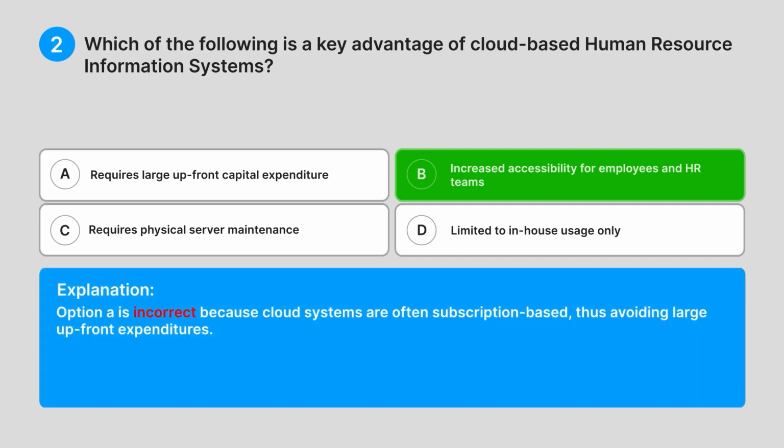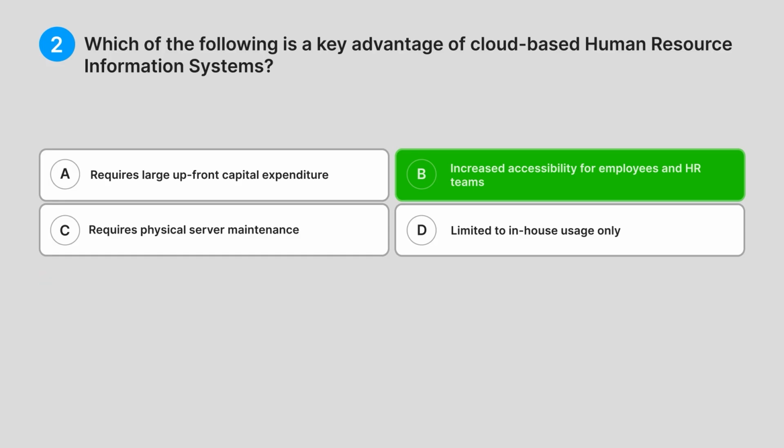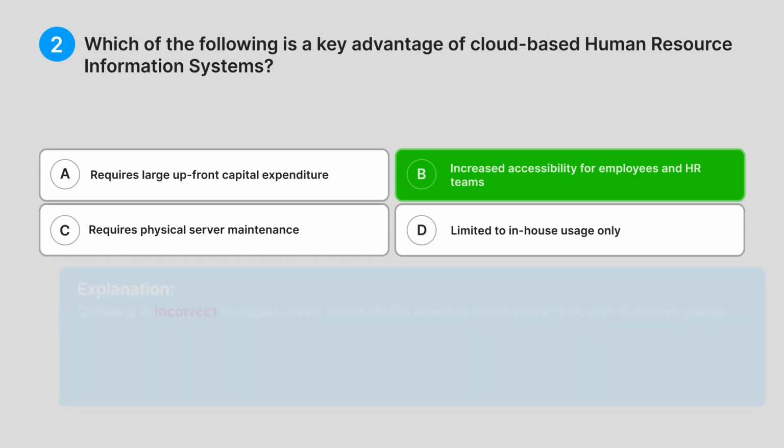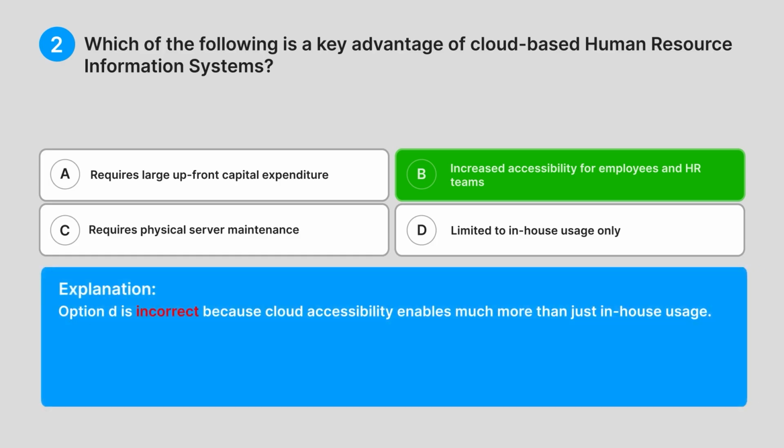Option A is incorrect because cloud systems are often subscription-based, thus avoiding large upfront expenditures. Option C is incorrect because the cloud provider handles physical server maintenance. Option D is incorrect because cloud accessibility enables much more than just in-house usage.